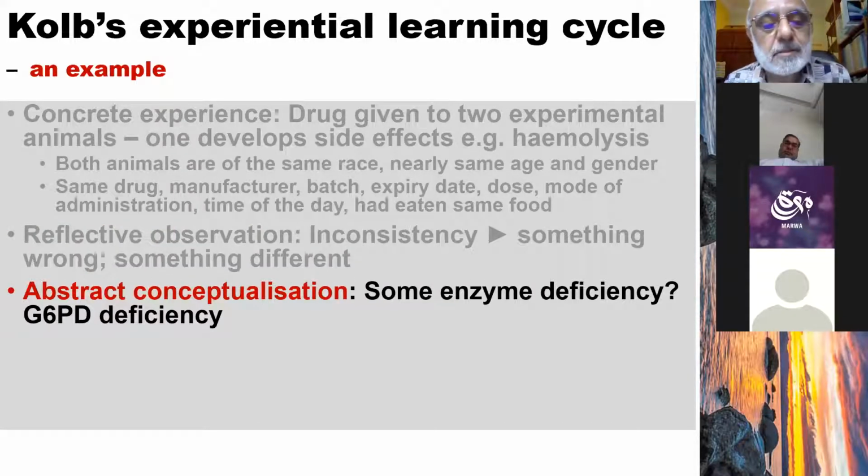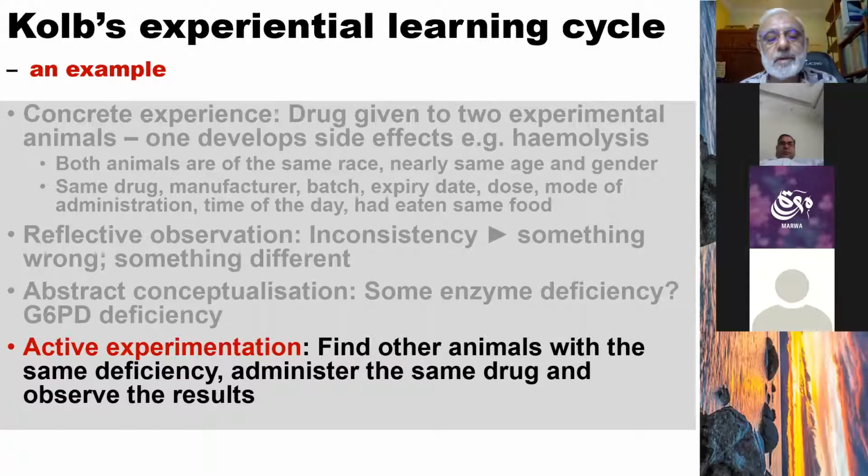The abstract conceptualization may be thinking that maybe there is an enzyme deficiency in one of the animals, like G6PD deficiency. And then active experimentation would be to find other animals with the same deficiency, administer the same drug, and observe the results. So this is the whole concept of Kolb's experiential learning cycle.